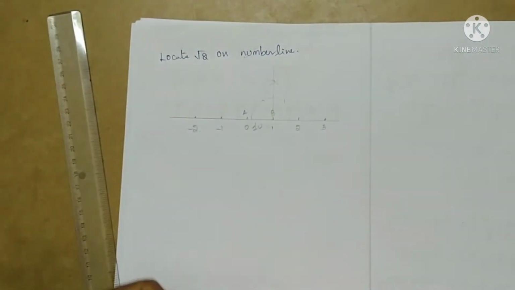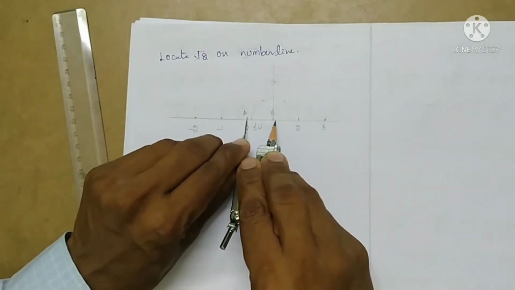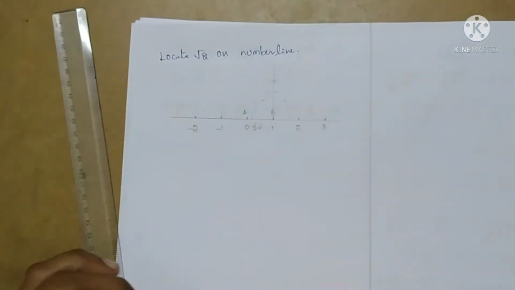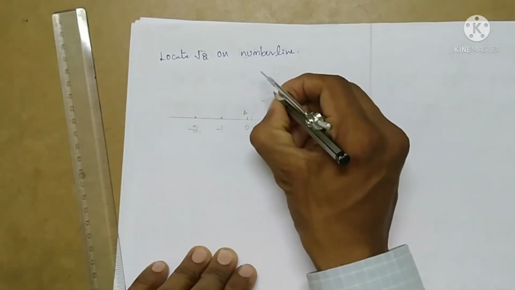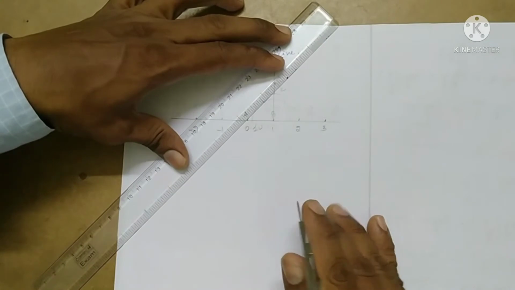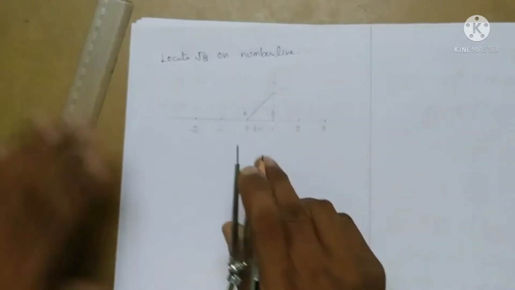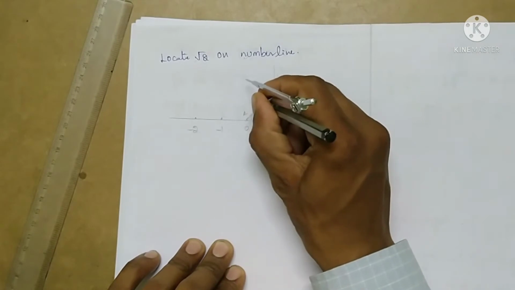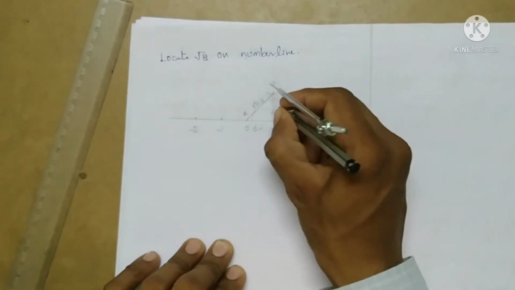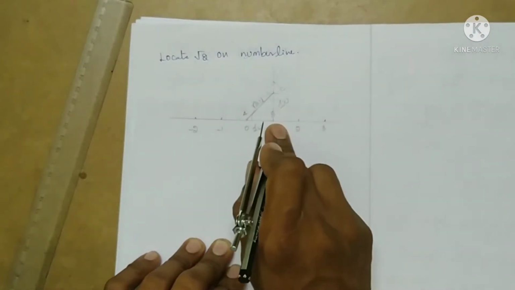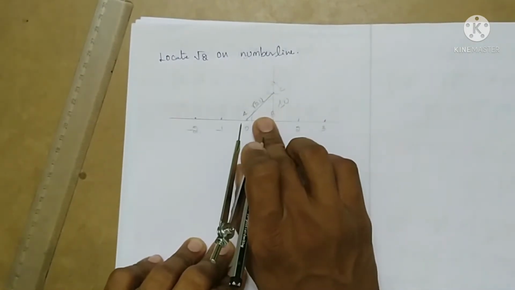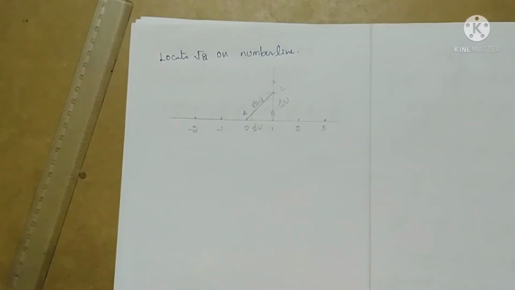So 1 unit measure. This is the 1 unit measure. The intersecting point is called C. So join AC. The distance between A and C is root 2 units, right? AB is 1 unit. BC is 1 unit. The diagonal AC is root 2 units. Take a measure of AC.